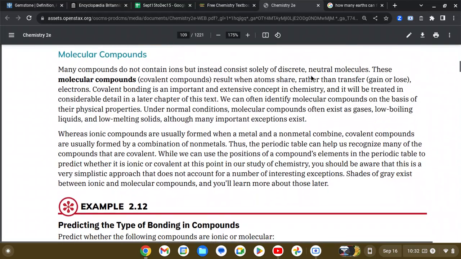Molecular compounds. Many compounds do not contain ions, but instead consist solely of discrete neutral molecules. These molecular compounds, covalent compounds, result when atoms share rather than transfer, gain or lose electrons.